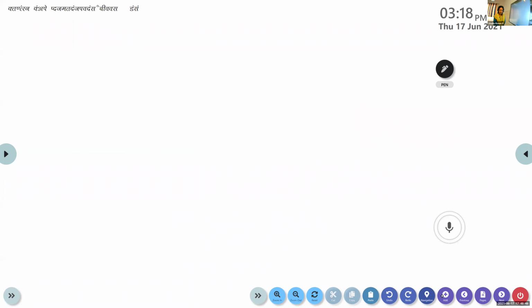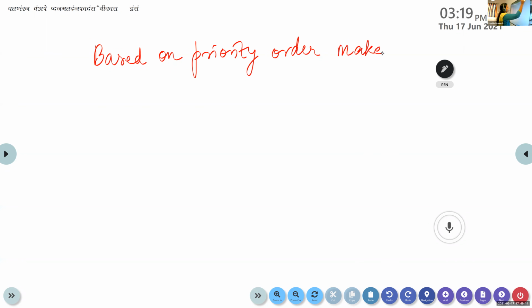Now write the next heading, children. Based on priority order, make the conclusion. We have to make a conclusion. Okay. Based on the priority order, make the conclusion.